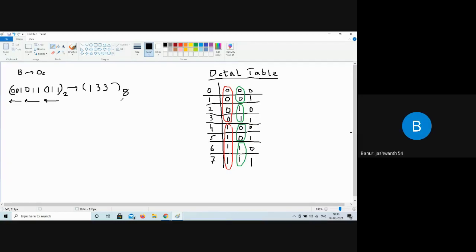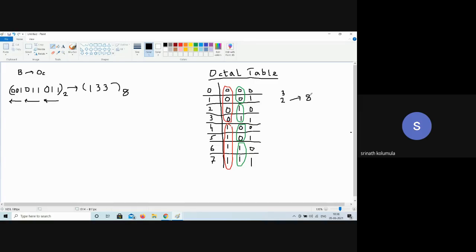Sir, why should we take only 3 digits? You should take 3 digits only because using 3 bits you can represent 8 numbers. 2 power 3 is 8, since 2 twos are 4, and 4 twos are 8. In octal, how many numbers are there totally?